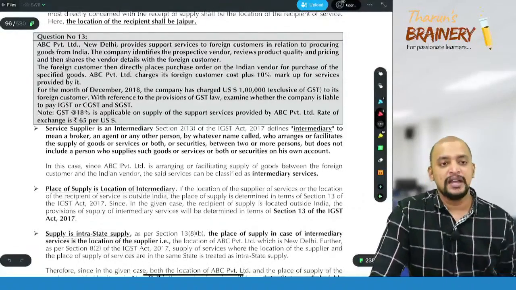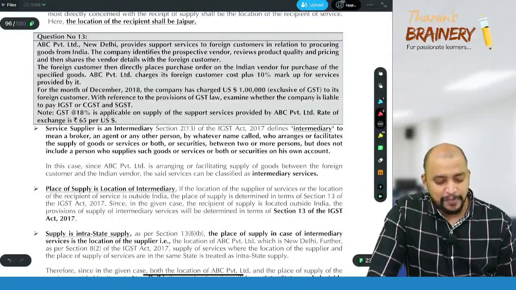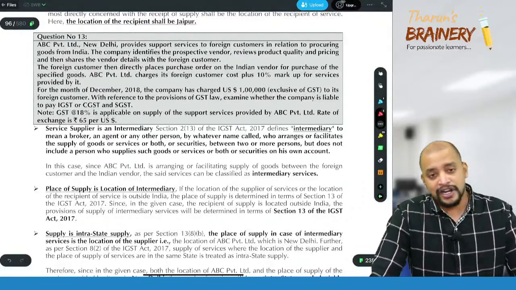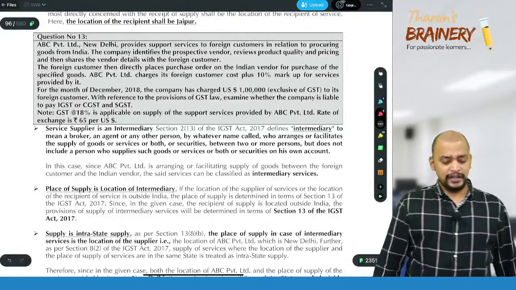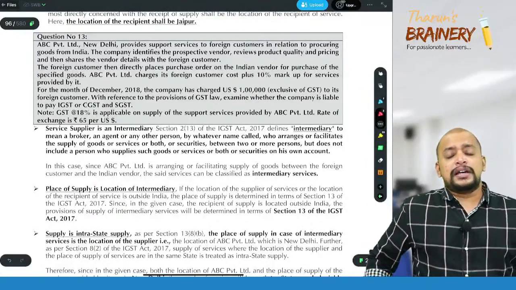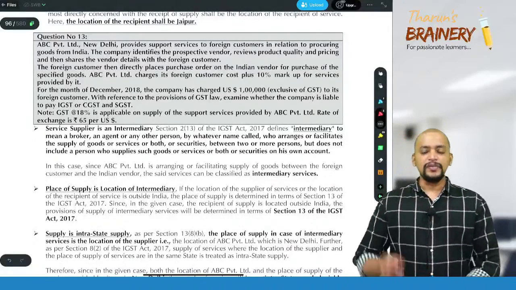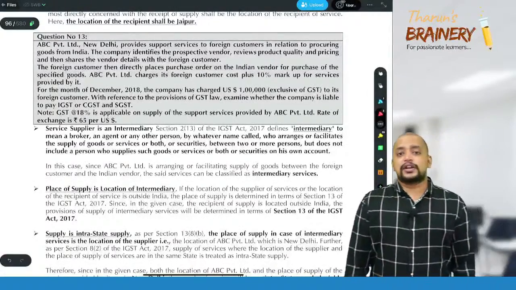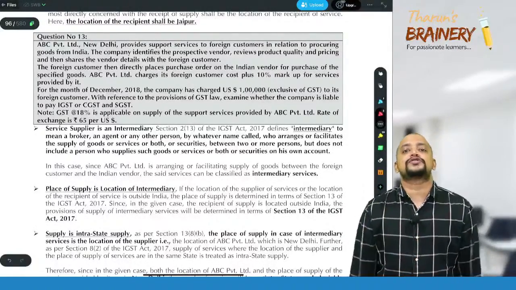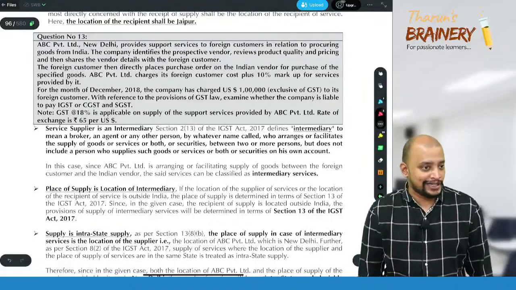First of all, who is the service provider here? ABC Private Limited is the service provider. Who is the service recipient? Foreign customers. And what is that service? Is it coming under intermediary services or not? We need to see. For that, there is one recent circular applicable for May 22 exam, one updated circular we also discussed, and I shared that circular also as a PDF with you in the class.